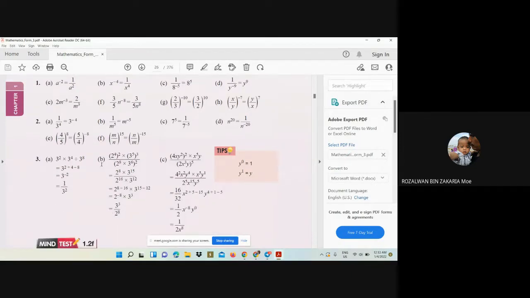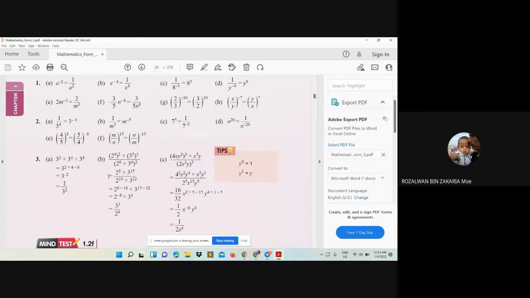And for B, in bracket 2 power of 4, close bracket power of 2, multiply with in bracket 3 power of 5, close bracket power of 3, then divide with in bracket 2 power of 8, multiply with 3 power of 6, close bracket power of 2. So you open the bracket, so the power you have to multiply with the power outside of the bracket. So it is equal to 2 power of 8 because 4 you multiply with 2. So 2 power of 8 multiply with 3 power of 15, because this one is 3 power of 5, so the power of 5 you multiply with the power of 3 outside the bracket.